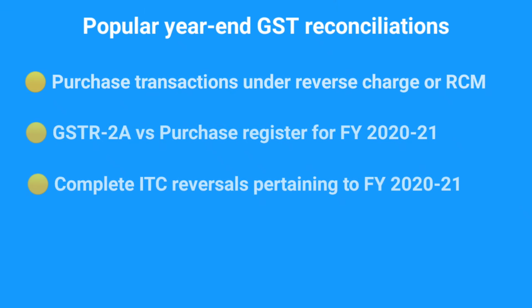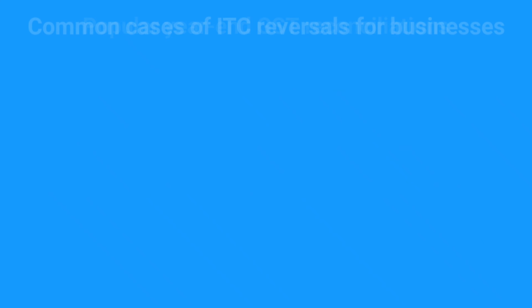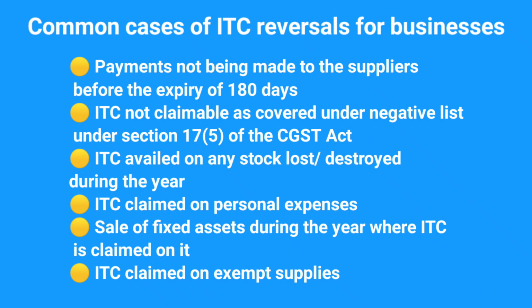On the other hand, identify any pending ITC reversals pertaining to financial year 2020-21 or earlier tax periods. Reversals could be on account of payments not being made to your supplier before the expiry of 180 days, ITC not claimable as covered under the negative list under section 17 subsection 5 of the CGST Act but claimed anytime before, ITC availed on any stock lost or destroyed during the year. Note that you can insure the entire value, that is cost plus the tax value, so that insurance can be claimed for the full value.